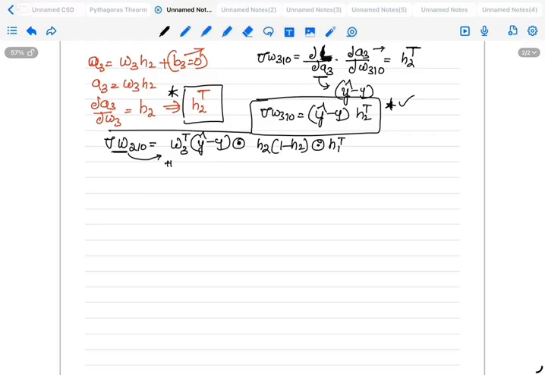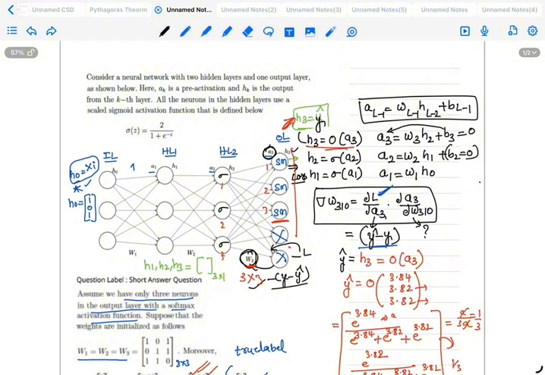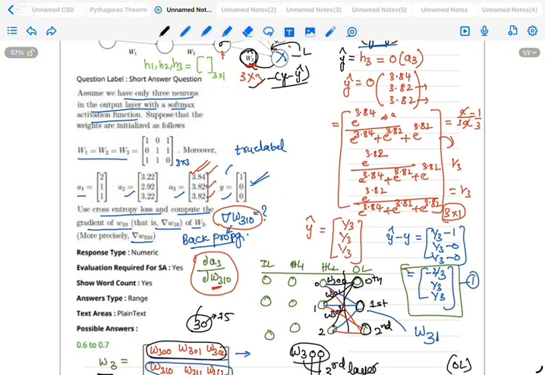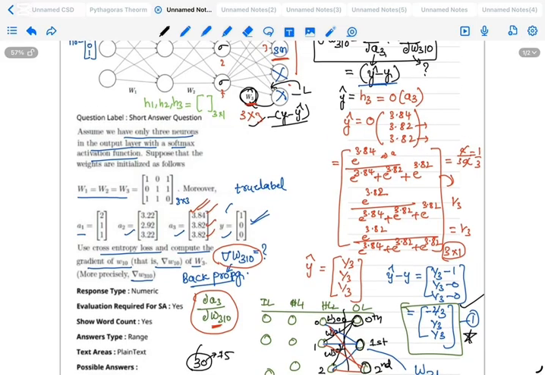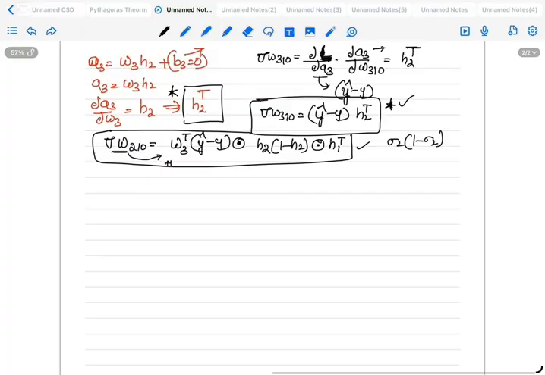If possible, remember the y hat minus y value. That is y hat minus y equals minus 2 by 3, 1 by 3, 1 by 3. So we want H2. H2 is the activation function in the second hidden layer.